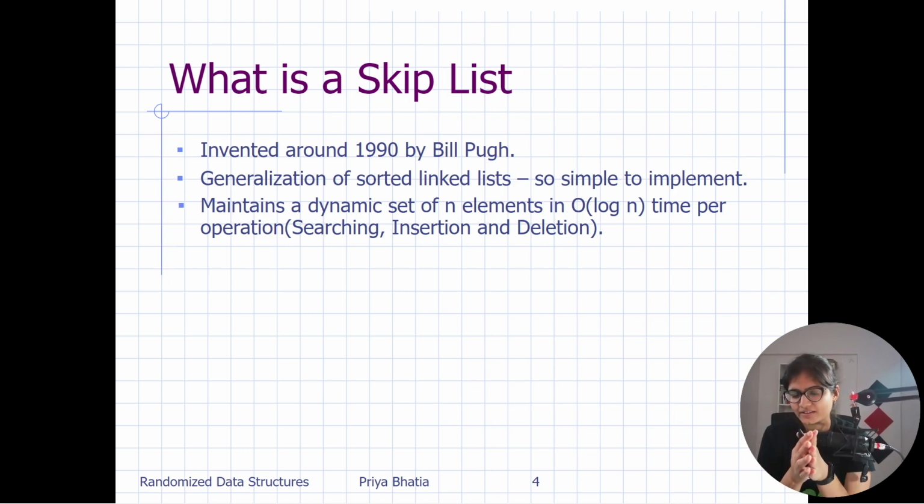That's where this concept of skip list was designed. It's a generalization of a sorted linked list, and it's really easy to implement as well. It was invented around 1990 by Bill, and it maintains a dynamic set of n elements. You will observe at the very end of the session that when we talk about searching, insertion or deletion in a skip list, the time complexity is big O of log n.